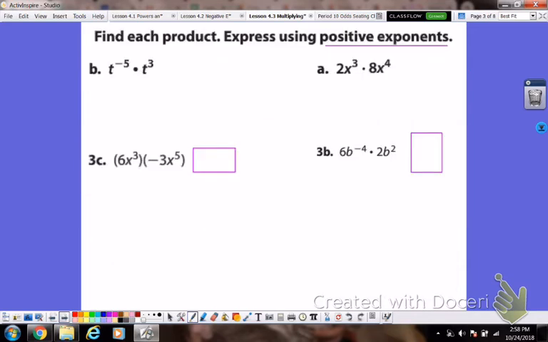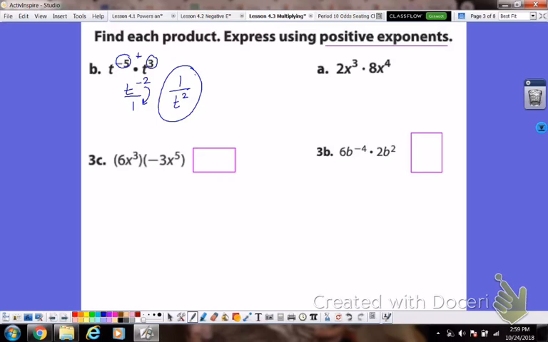Okay, now a little bit of practice with some variables. Find each product expressed using positive exponents. In our first example, we have t to the negative 5th times t to the 3rd. Same base, so we add the exponents. Negative 5 plus 3 gives us t to the negative 2. Think about that fraction again. A negative exponent bumps it to the denominator. We're left with 1 over t squared, or 1 over t to the 2nd.